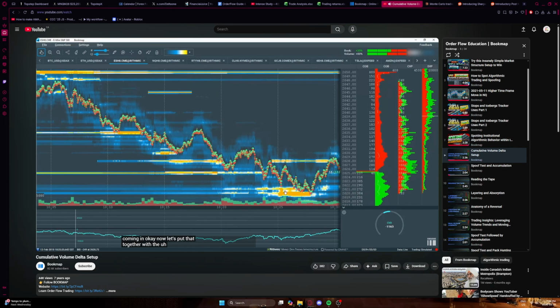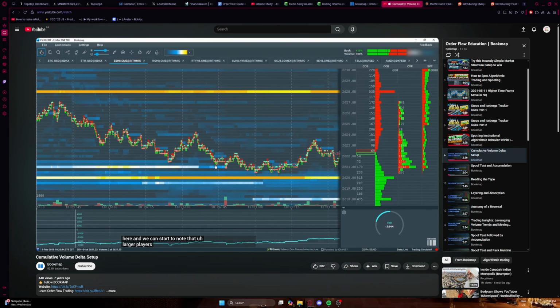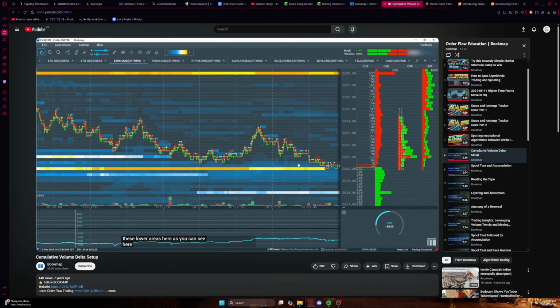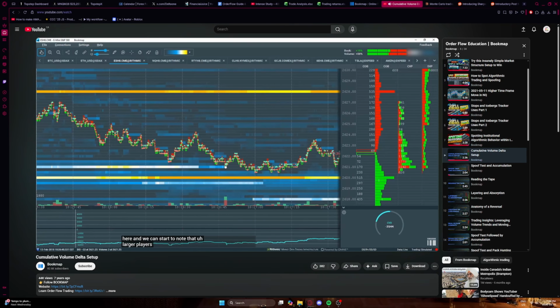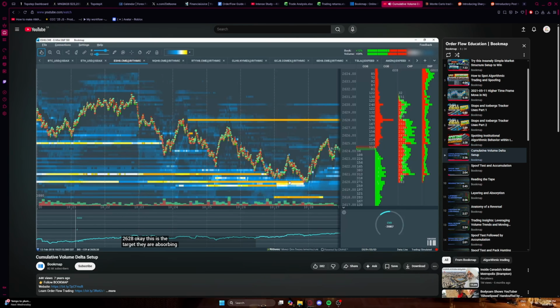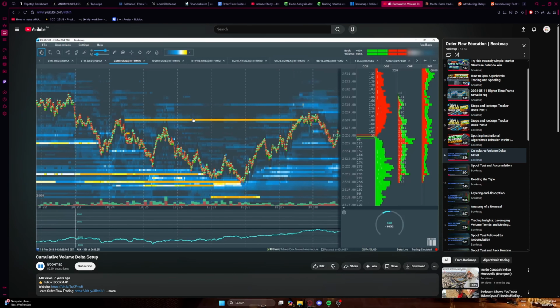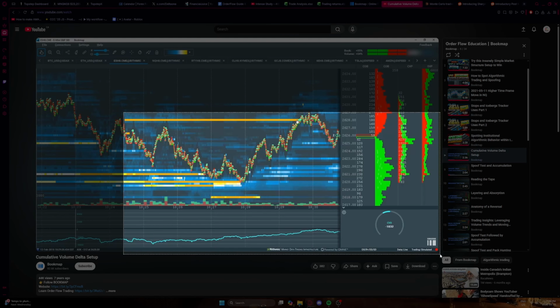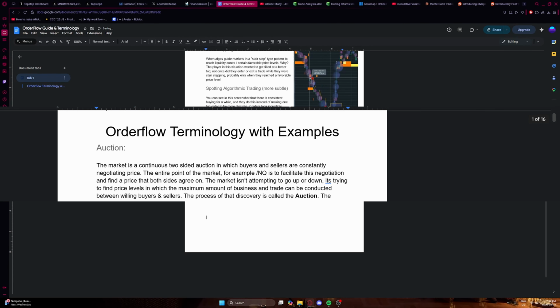Now, the POC, or point of control, is the price level with the highest activity in a given period. Now, if you measure it in traded volume, the POC is the price level where the largest volume size was traded in that period. This is maybe half of everything in my notes.